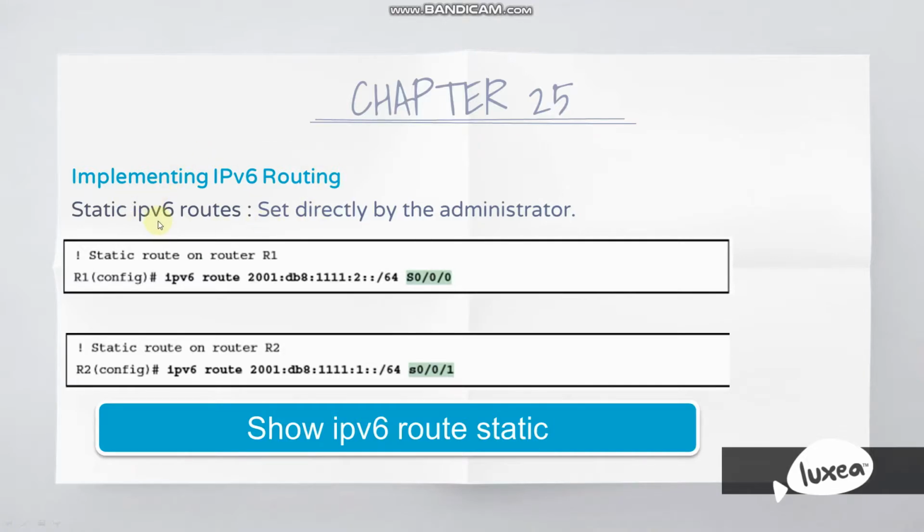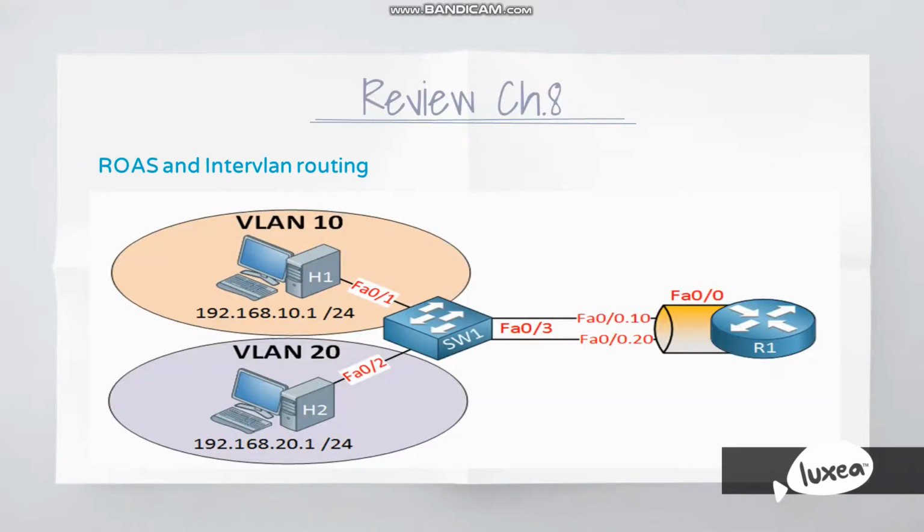So, right now, router 1 is sending a message to router 2, but router 2 is not sending back. We go to router 2 and set it up with router 1 PC's subnet number. After that, they are able to ping each other, and the show IPv6 route static command will let us check only static routes. Now the last one, review of chapter 8.